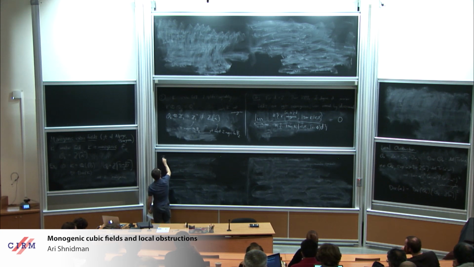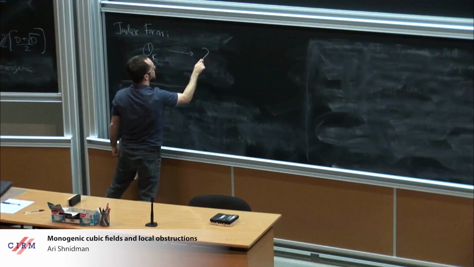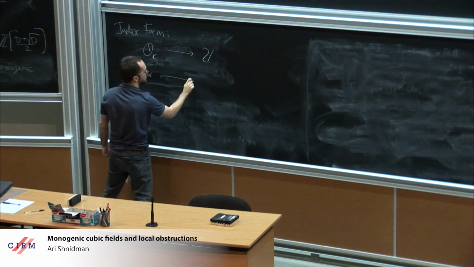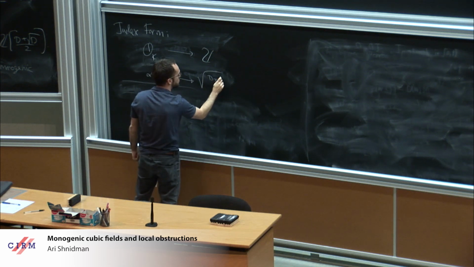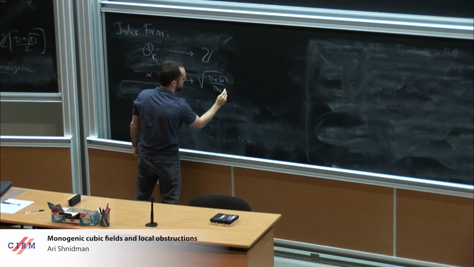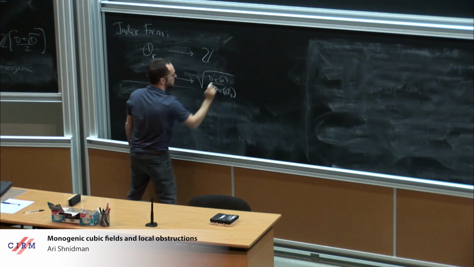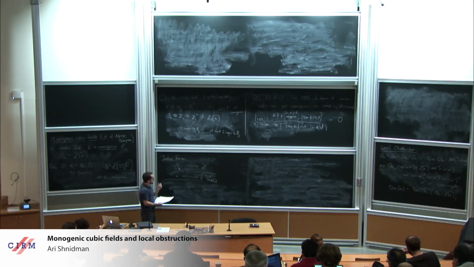So we'll define, this is called the index form. It's going to be a map from OK to Z, and I just send alpha to the square root. This is not really the most elegant way to define this thing, but for our purposes, this is how I want to think about it. This is a cubic form. It's a cubic map on OK. But it's really defined on the quotient, OK mod Z.